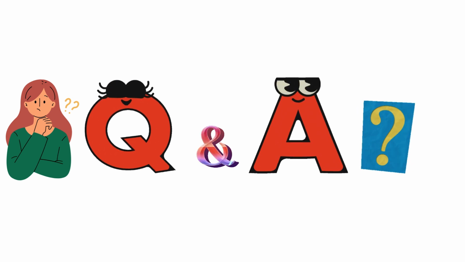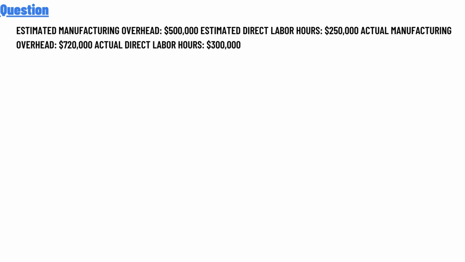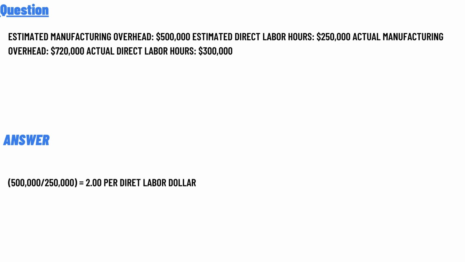So let's get on the question. Our today's question is: estimated manufacturing overhead $500,000, estimated direct labor $250,000, actual manufacturing overhead $72,000, actual direct labor $300,000. The correct answer to the question is $500,000 divided by $250,000, which is equal to 2.0, or $2 per direct labor dollar. So that is the answer to the question.